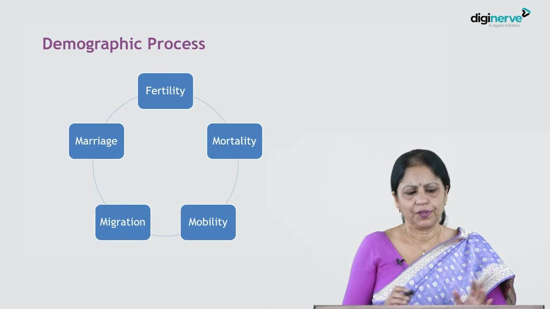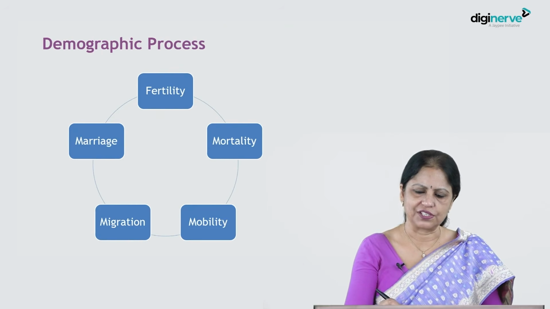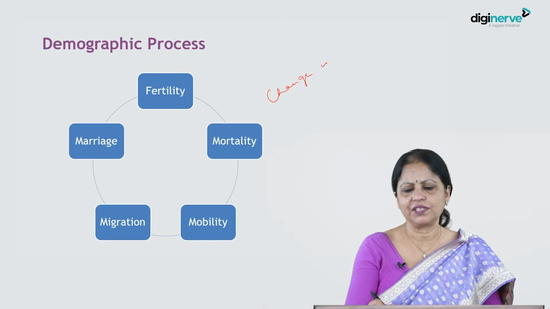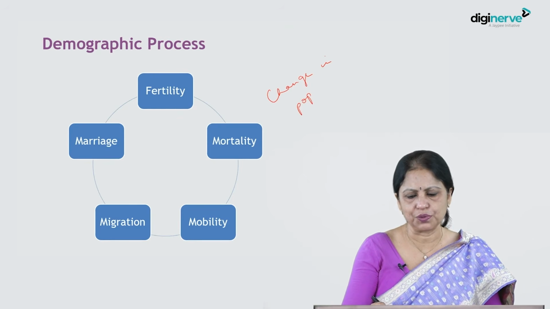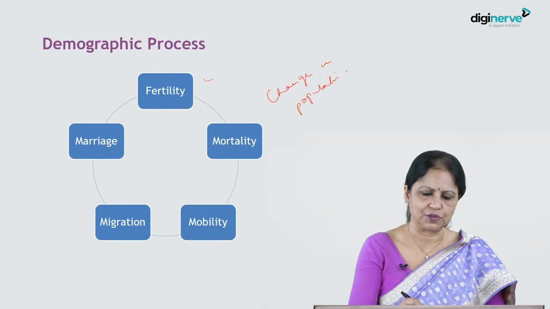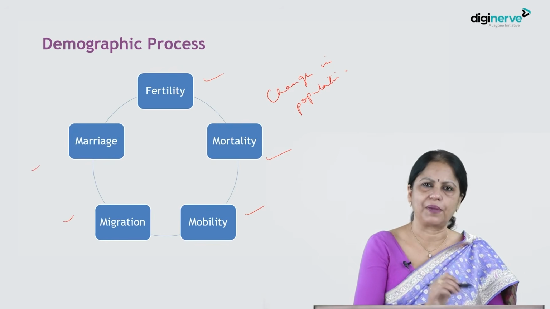So this is the demographic process by means of which the population changes. Population is a dynamic condition and change in population happens due to these factors. So which is the demographic process, how does it happen? This is fertility, mortality, mobility, migration and marriage. Now I come to population pyramid.